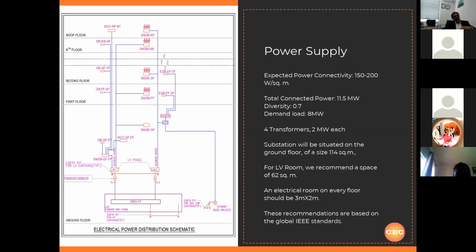From RMU, it is connected to the transformers, which is shown here. Transformers have different ratings and capacities. With the details we got, we are anticipating for the project consideration, we will need 8 megawatt power. So we have considered 4 transformers of 2 megawatt each.